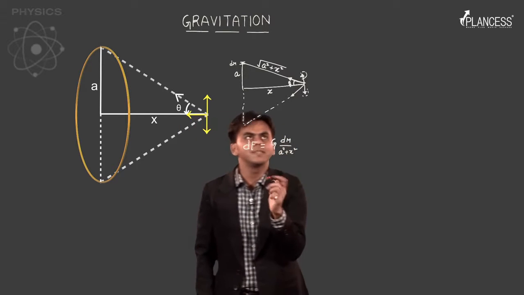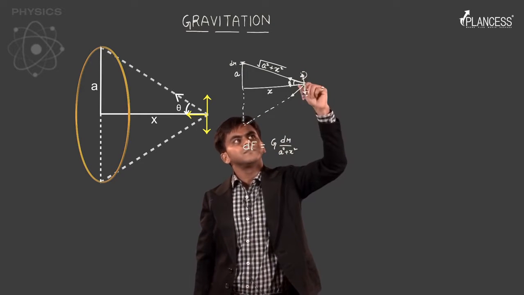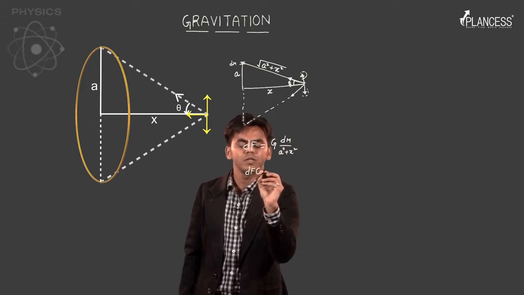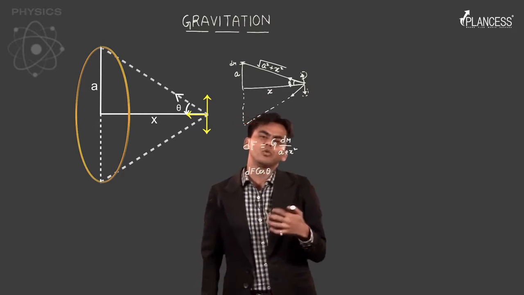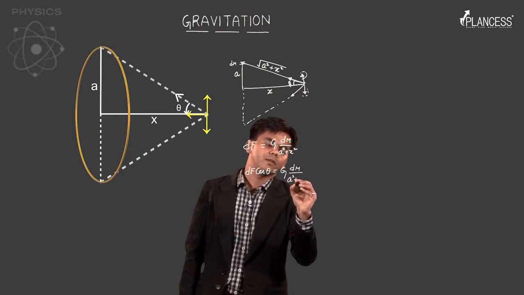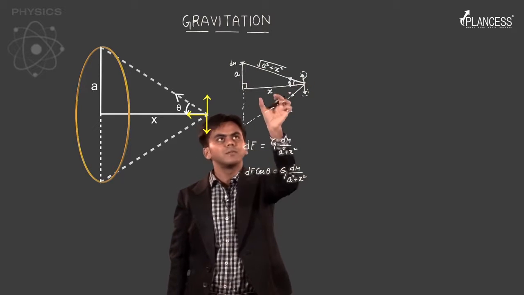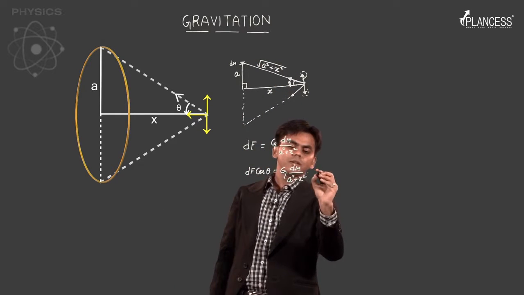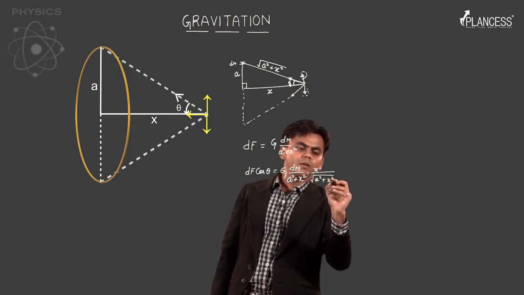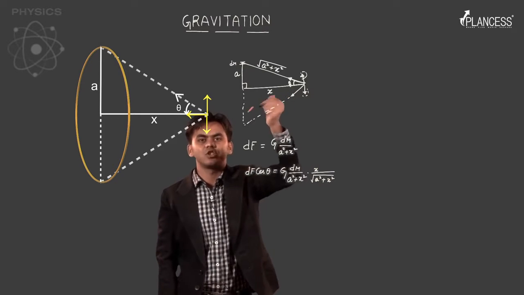Now this df has two components, one in this direction, one in the perpendicular direction. The perpendicular direction one would be cancelled out by each other. I need this direction, which is df cos theta. So df into cos theta would be equal to G dm by a square plus x square. In this right angle triangle, the value of cos theta would be simply x upon this quantity. So like that, x upon square root of a square plus x square. Now this is the small value of gravitational field in the x direction.